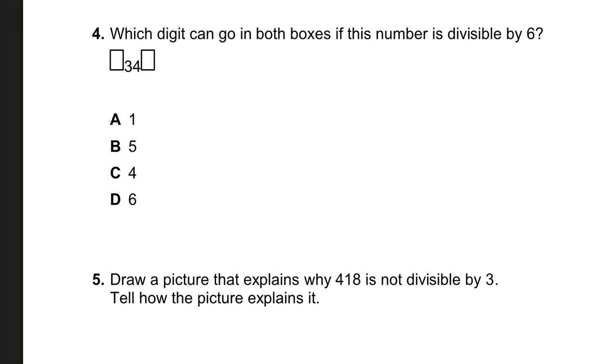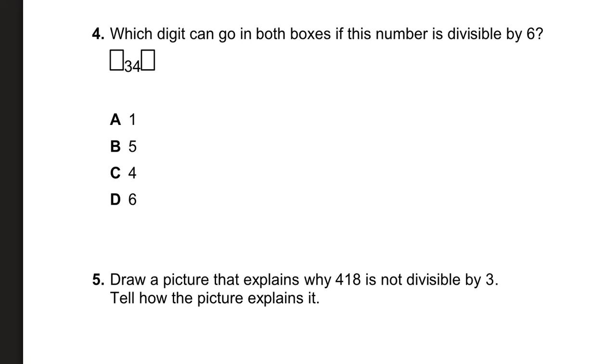It says which digit can go in both boxes if this number is divisible by 6. So keeping in mind the rule for 6 is it has to be divisible by 2 and divisible by 3. So we cannot use 1 or 5 in the last box because we know it has to be an even number. So it has to be either 4 or 6 in this last box. So let's just try some things out.